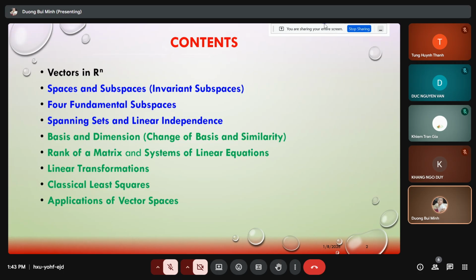We study some definitions of spaces and subspaces. We study the 4 fundamental subspaces. What is a spanning set and linear independence. This is for lecture 3 part 2, and this other part is for lecture 3 part 3.